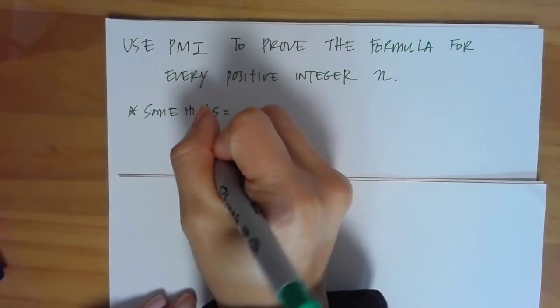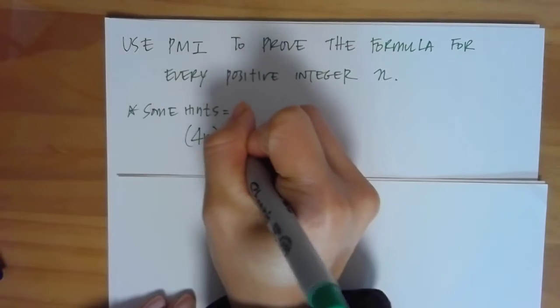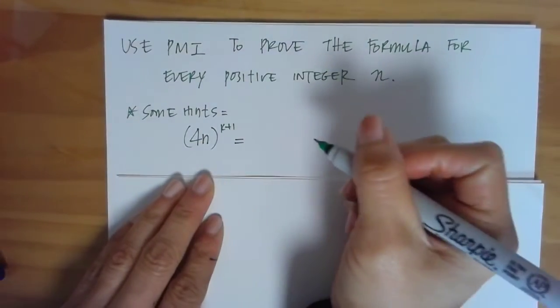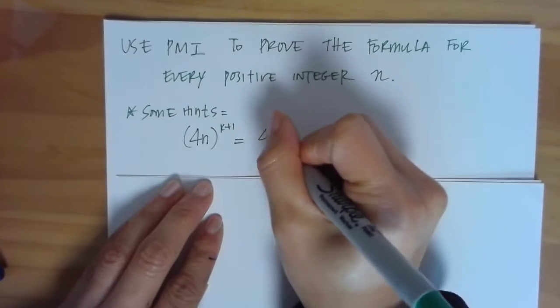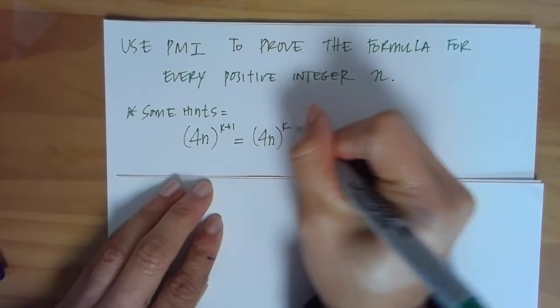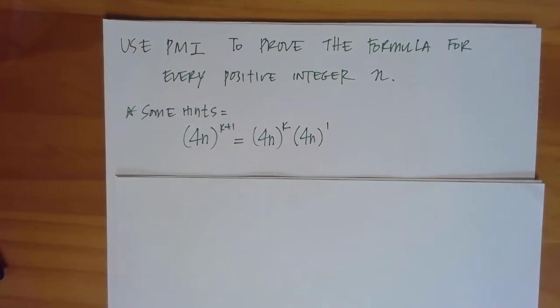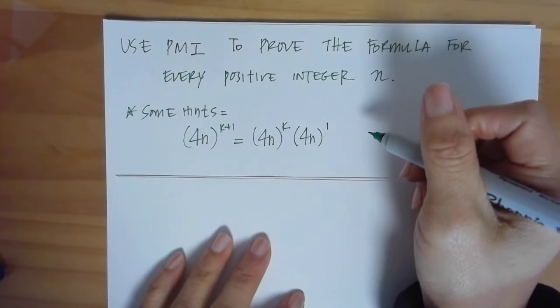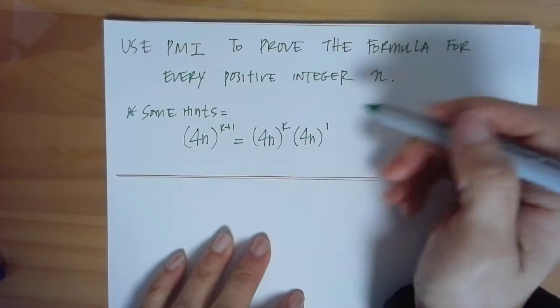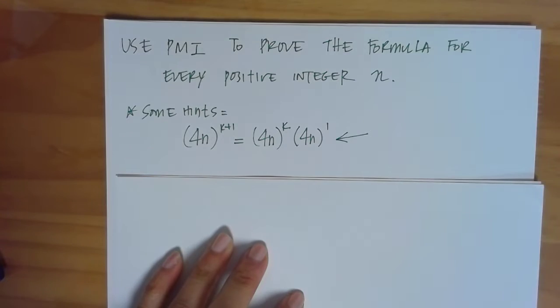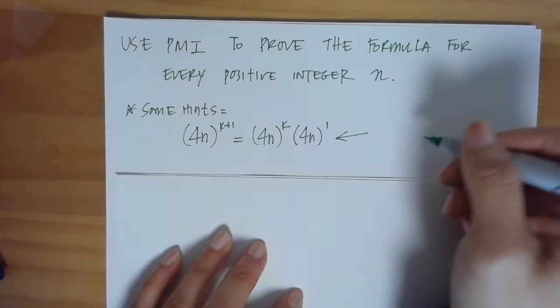So consider something like this, 4n^(k+1), okay? I just want you to know you can write this two different ways. You can write it this way, but isn't it also just 4n^k times 4n to the 1 power? Or you don't have to write the 1 either, okay? So if you can separate these and recognize these little things, I think it might be easier for you to recognize things that you can do.